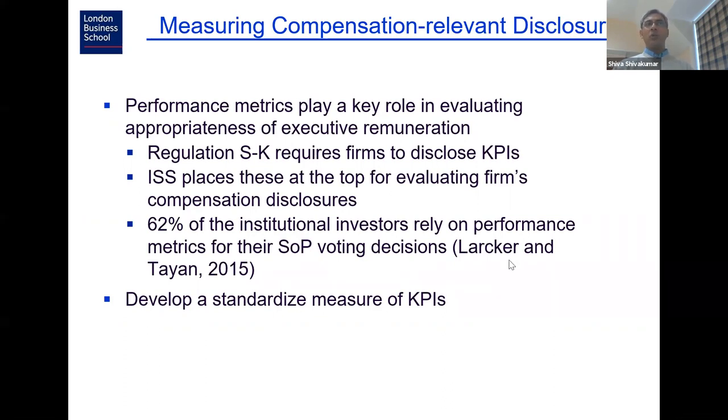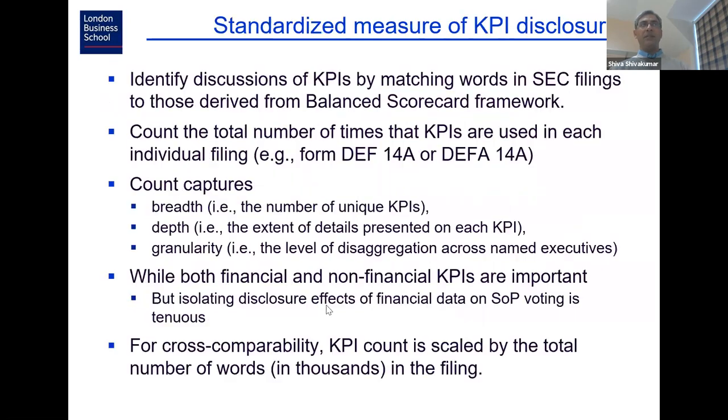And there was a survey that was conducted by Larcker and Tayan of institutional investors. And in that survey, they found that 62% of the institutional investors claim to rely on the performance metrics for their SOP voting decisions. Because this performance metric plays such an important role in the SOP voting, we are going to specifically focus on how firms disclose these KPIs, and we are going to come up with a standardized measure of the key performance indicators.